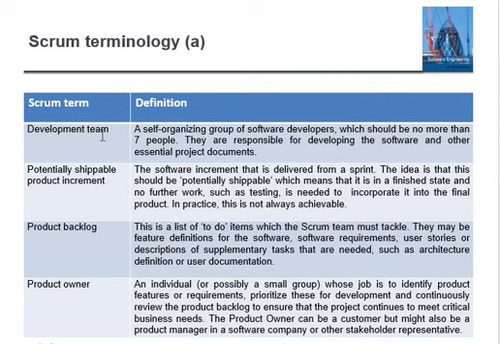Yes, in Scrum there is a group of developers working in the particular Scrum to develop software. A potentially shippable product increment: in Scrum there are different sprints. Once you complete one sprint, ultimately you have one module completed in your software. In the second sprint, in the third sprint, every sprint you will have something shippable. A product backlog is a list of to-do items which the Scrum team must tackle. So the product backlog is nothing but the different stories in Scrum, which are nothing but the tasks.